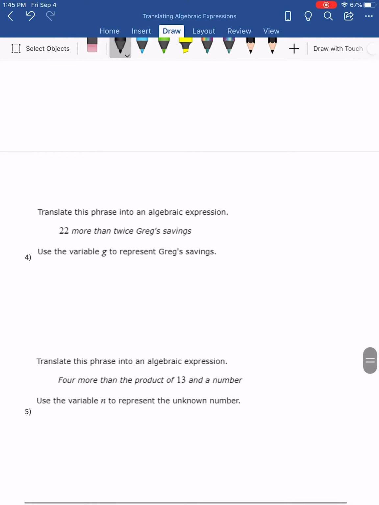Number 4, 22 more than, so we know more than means plus, twice Greg's savings. And we're calling Greg's savings G according to the instructions they give you. So that's going to be 22 plus twice Greg's savings means 2 times his savings, so we could write that as 2G.